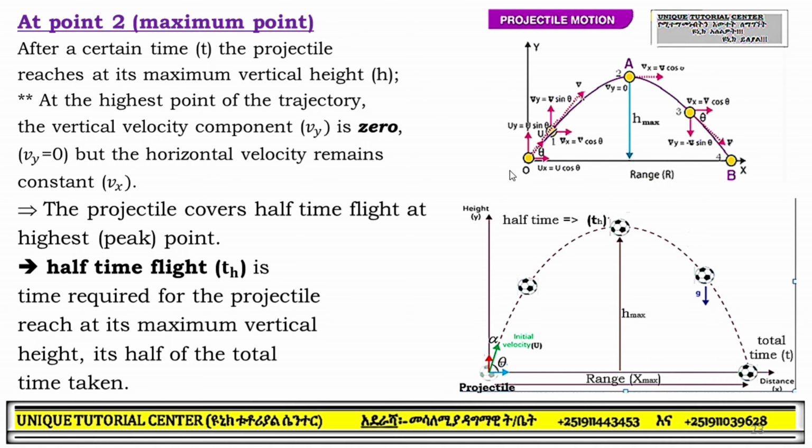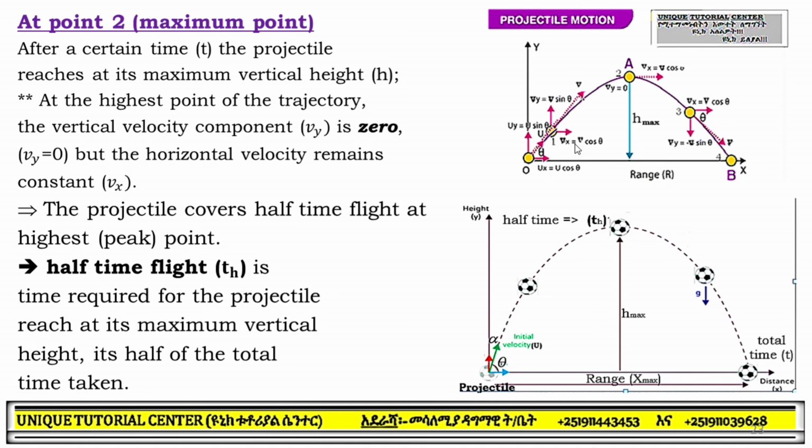At point 2, meaning while the projectile reaches maximum height at point 2 or point A, what will be the characteristics of the projectile as it reaches maximum height? After a certain time t, the projectile reaches its maximum vertical height. So at the highest point of the trajectory, the vertical velocity component Vy is 0. At every other point we have the horizontal and vertical components.